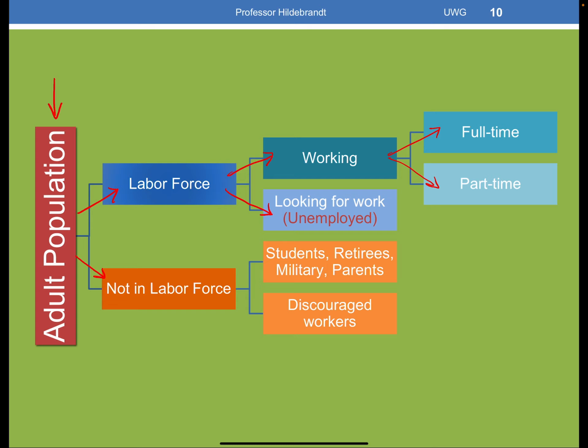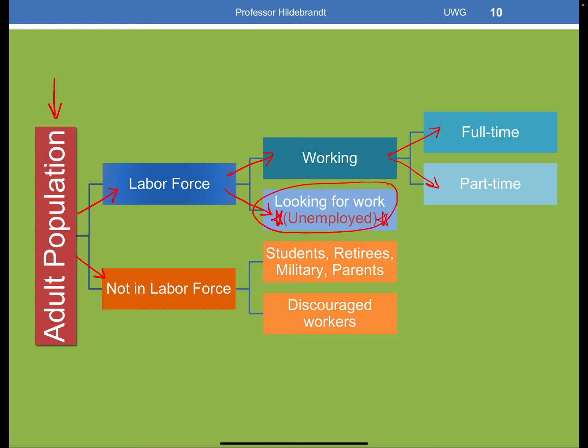Now, if you're looking for work, this is the one group, and this is why I like this flow chart, because this is the only group that we count as unemployed. Later on, I'm going to ask you to calculate an unemployment rate, and you're going to try to include all these different groups of people, but you cannot. The only group that is counted as unemployed are those who are not working but willing and able and actively seeking employment. So this group right here in this blue box.